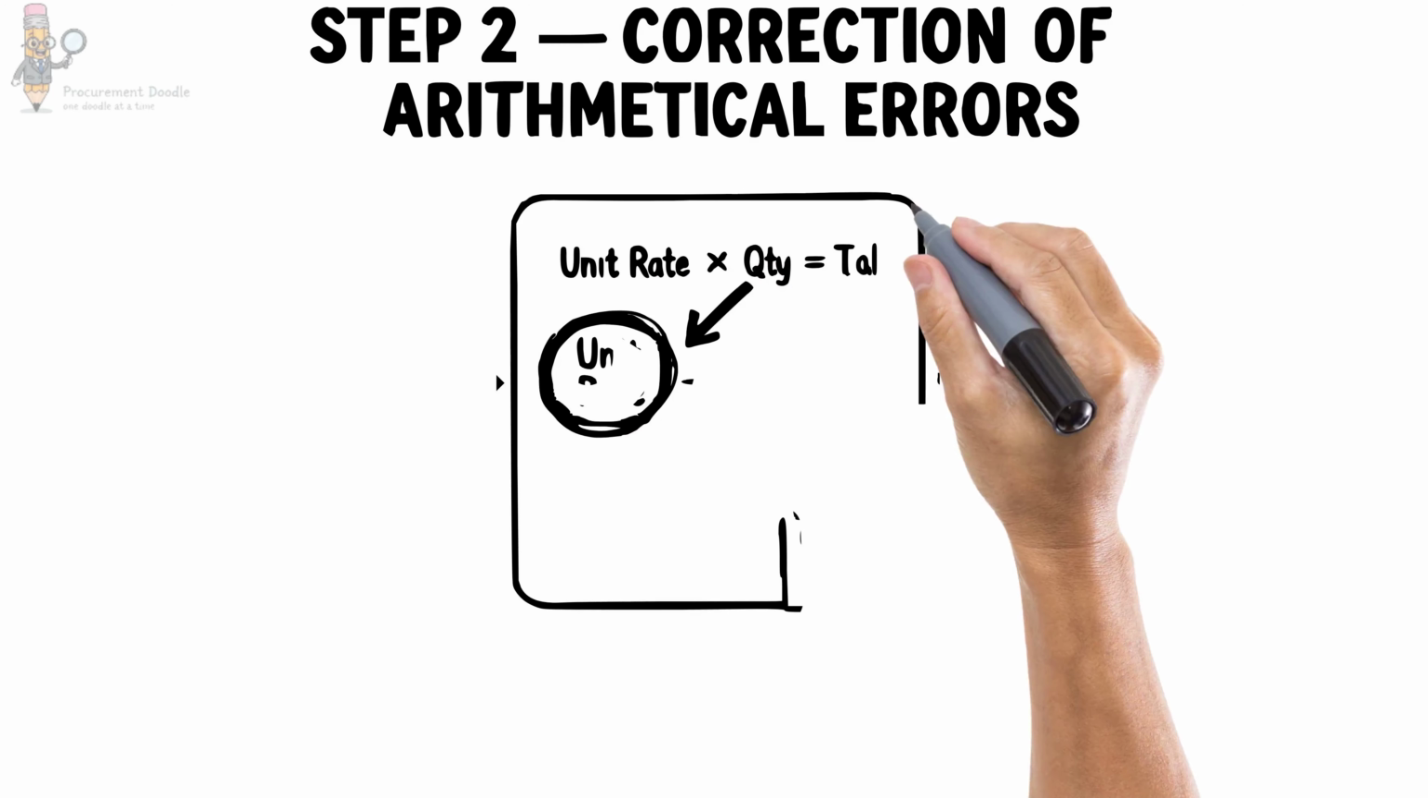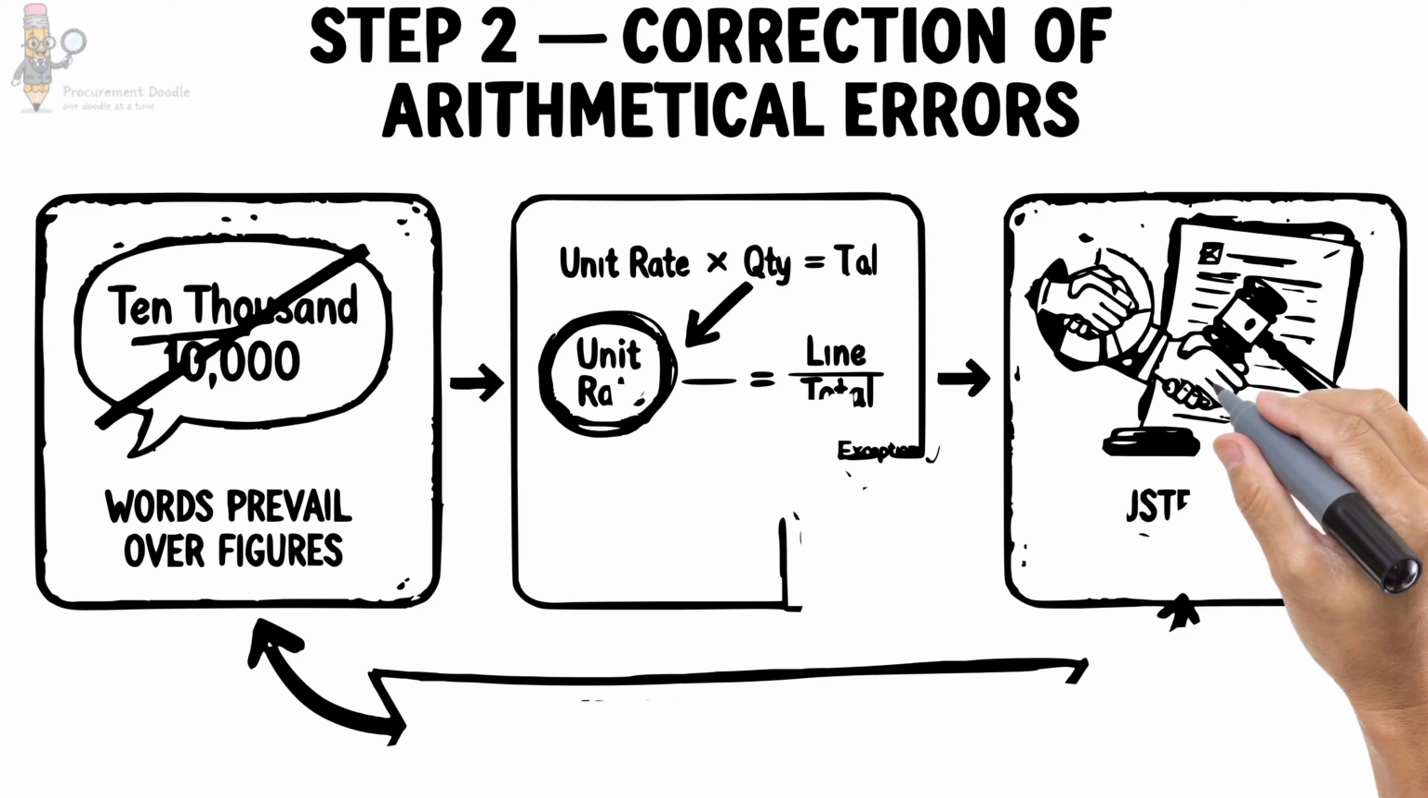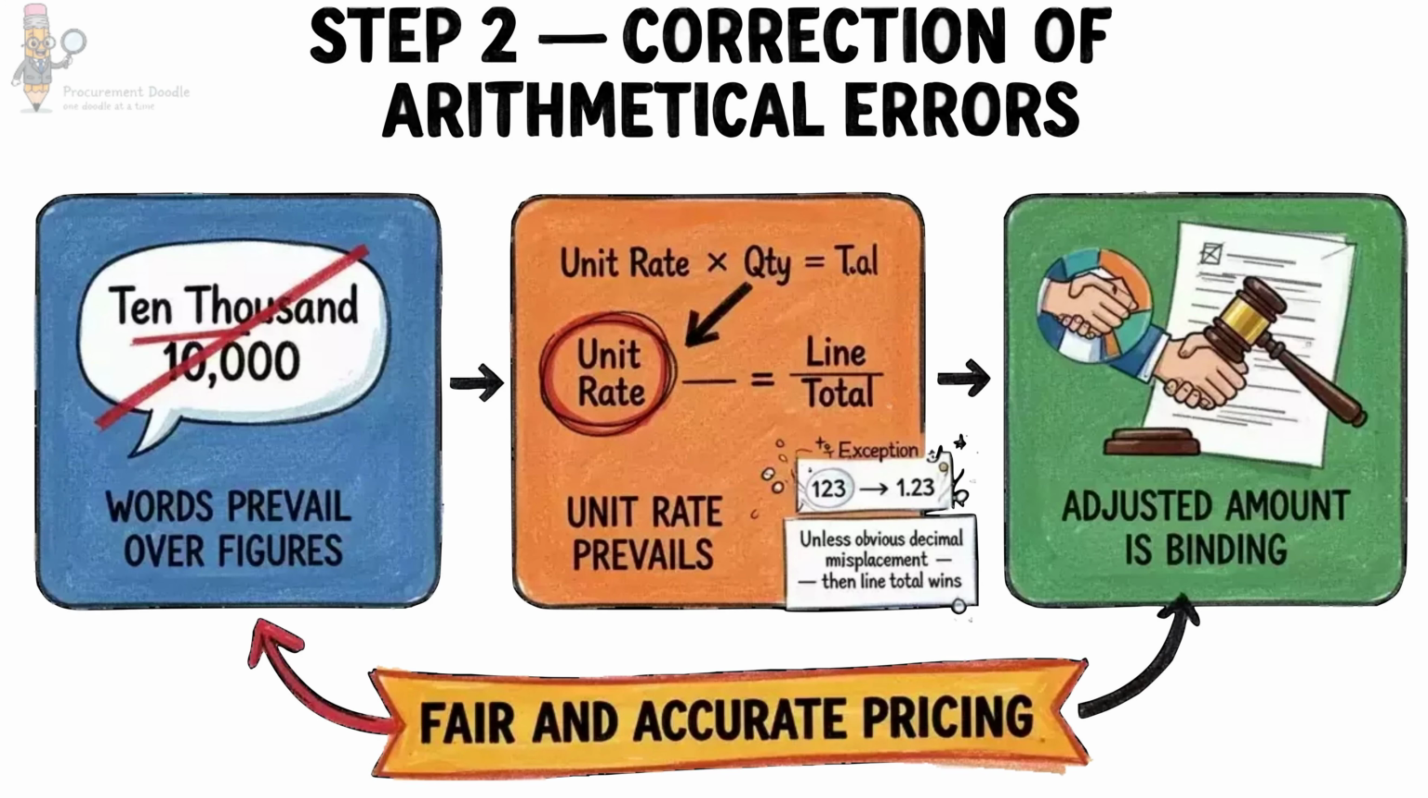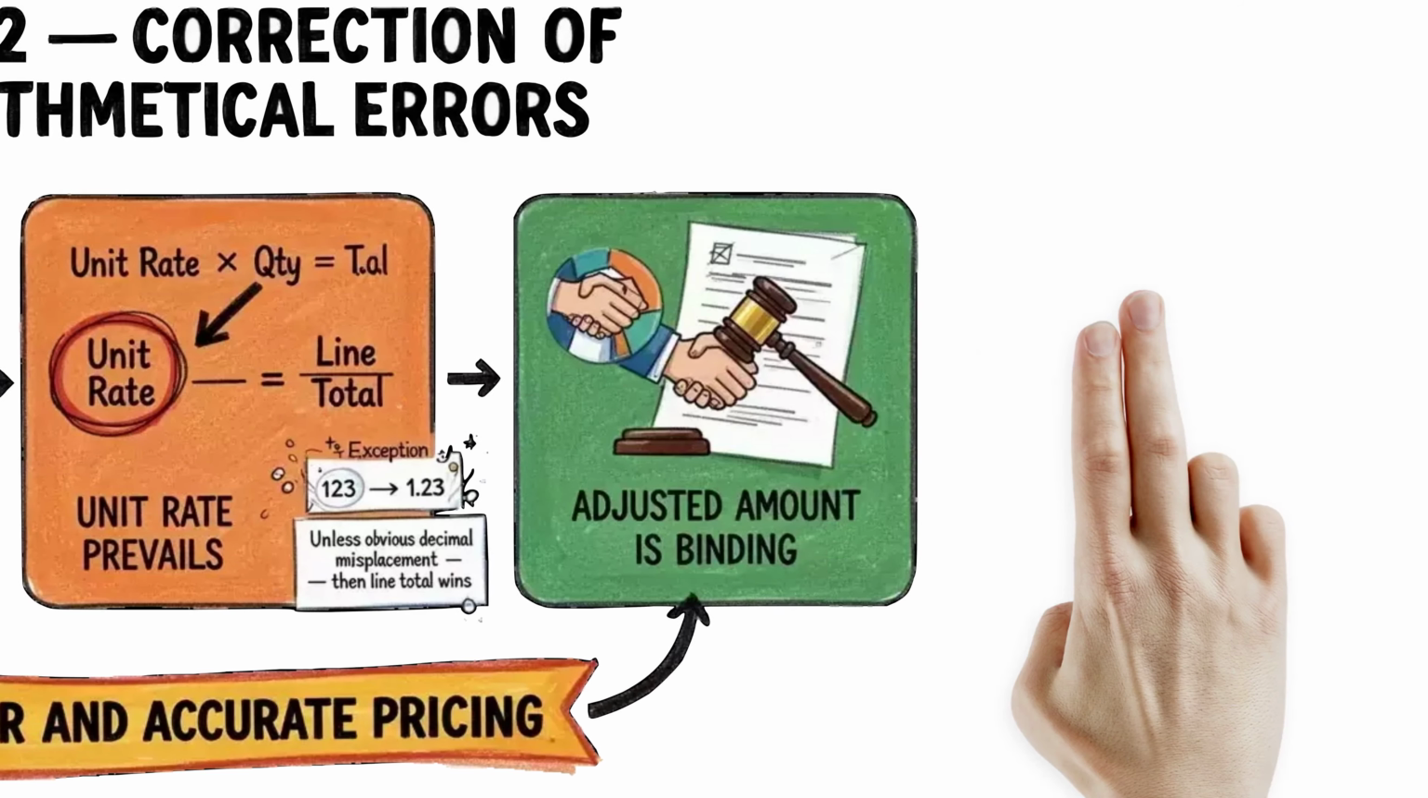Step 2 corrects any arithmetic mistakes in the bid. The rules are firm. Words prevail over figures when they conflict. Between a unit rate and its line item total, the unit rate normally wins, unless there is an obvious decimal misplacement, in which case the line total stands. Once corrected, the adjusted amount becomes binding on the bidder.